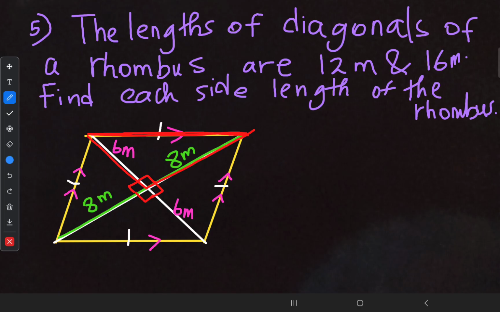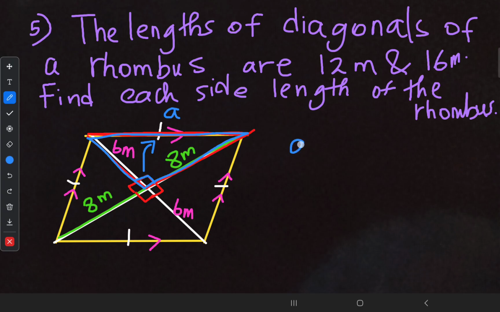Okay, let's find this. Here the theorem says in a rhombus, diagonals will bisect each other and that will create two pairs of right angles. So there are four right angles here. You can see there is a right triangle. In this right triangle, we know the adjacent side length and opposite side length. We need to find the hypotenuse, which is the side length of this rhombus. Let's consider it as A.